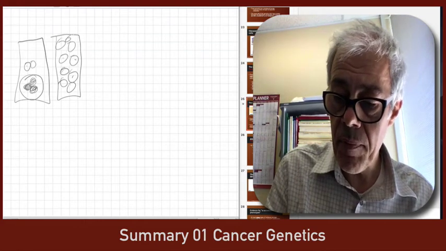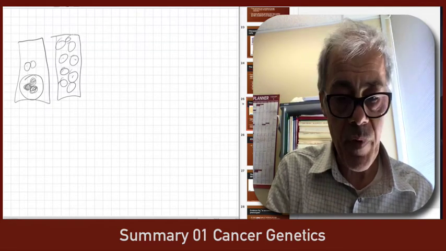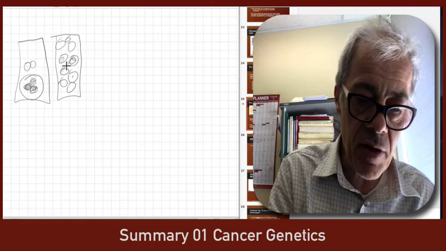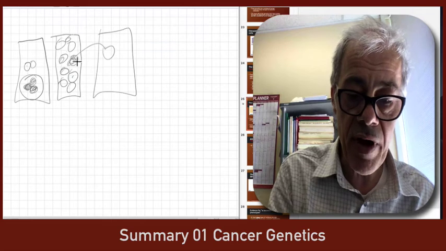Okay, and then within one of these cells, which originated from these cells, another mutation occurs. And that gives it a growth advantage over the surrounding cells. So this one then starts to dominate.